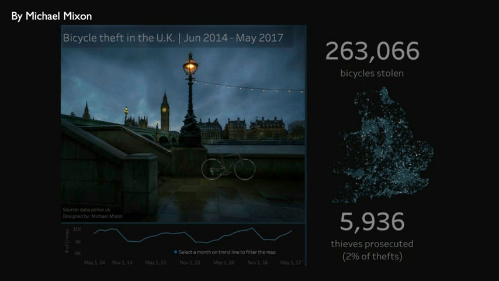Michael took a very artistic view on this one. He's showing times in which bicycles have been stolen in the UK from June 2014 to May 2017, how often they happen over the course of the year, and you can see a little bit of a seasonal trend there in the timeline at the bottom. And the right-hand side, you can see the bicycles that have been stolen, as well as not only how many times bicycles get stolen, but relatively how few times the thief actually gets prosecuted, just 2%.